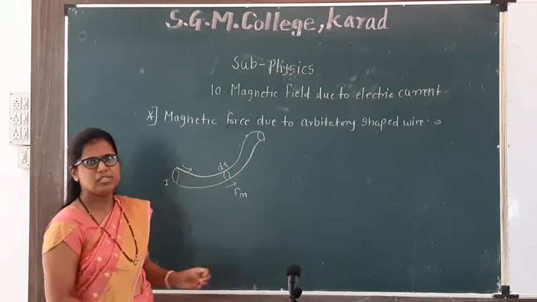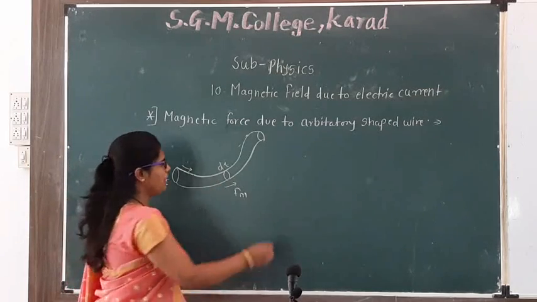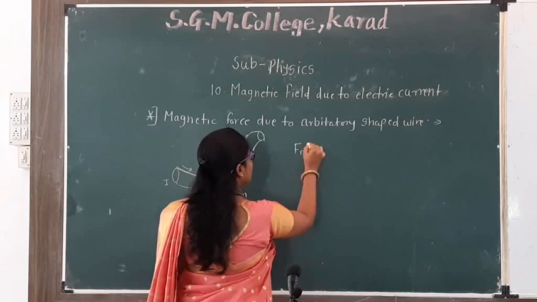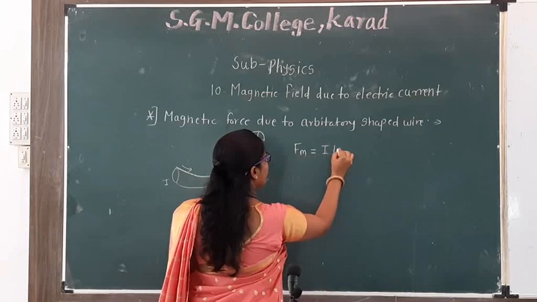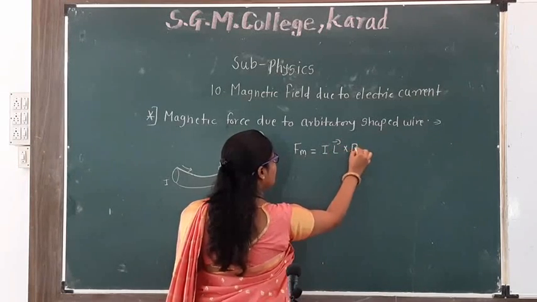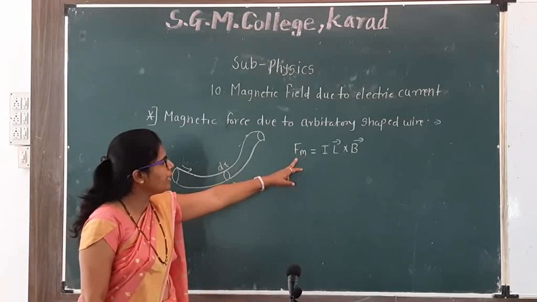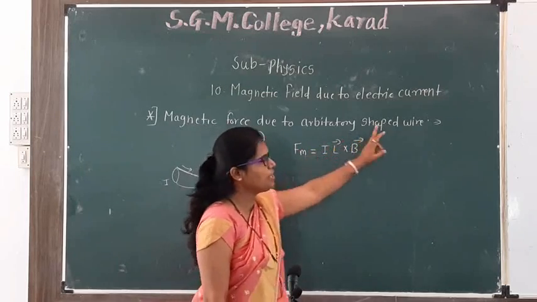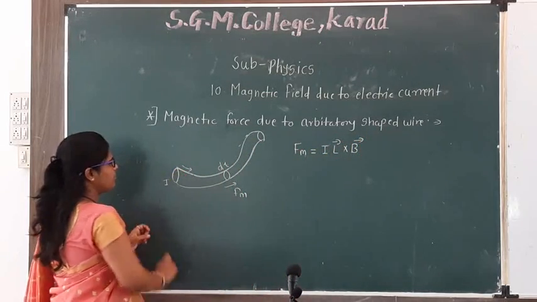Now, in the last lecture we learned how the magnetic field acts on the straight wire. That equation is Fm is equal to I vector L cross vector B. Now, this equation can be extended to arbitrary shaped wires. Here, this one is an arbitrary shaped wire.